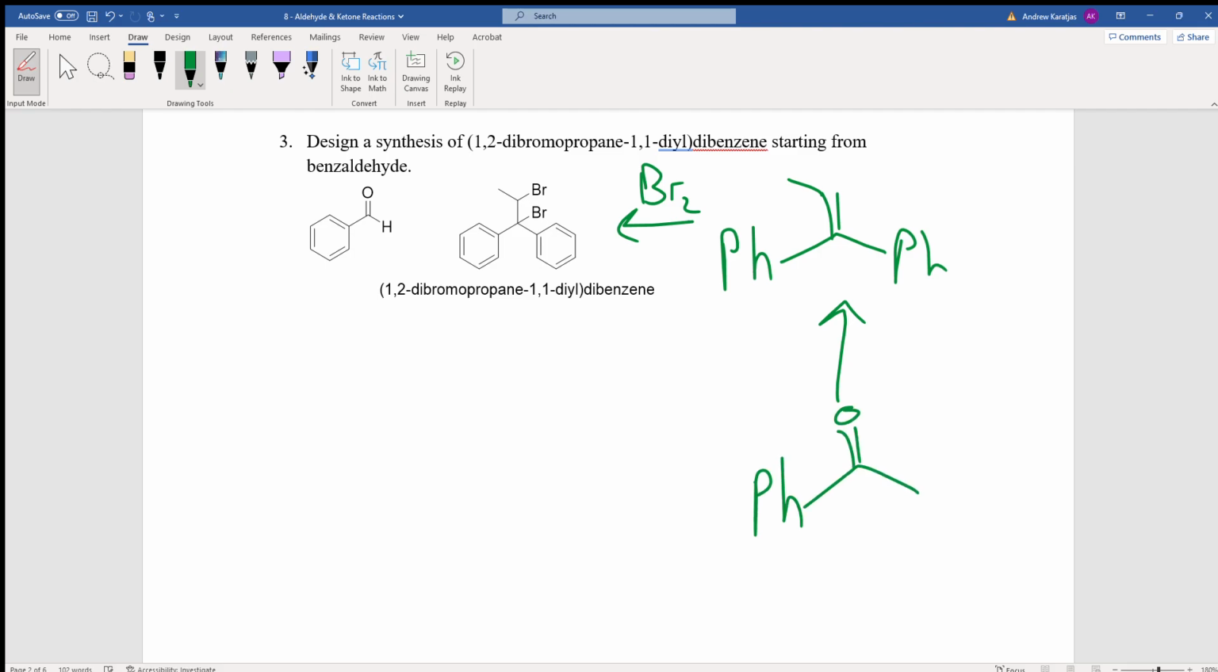So if we start with that carbonyl, and use the Wittig that contains 2 carbons, strong base, we can get our addition to take place, and we form the alkene that we need to do the bromination.